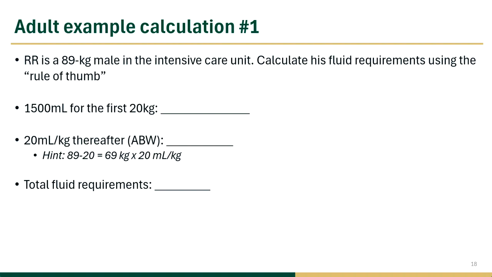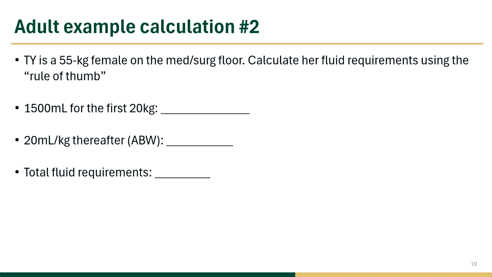All right, number 2. TY is a 55 kilo female on the med-surg floor. Calculate her fluid requirements using the rule of thumb. So 1500 for the first 20. Then if we take our 20 mils per kilo thereafter, we take 55 minus 20, that is 35. 35 times 20 is 700. So 1500 plus 700 is 2200. All right, so those are 2 example problems. I will have you do that on the exam, so they'll be very similar in nature.